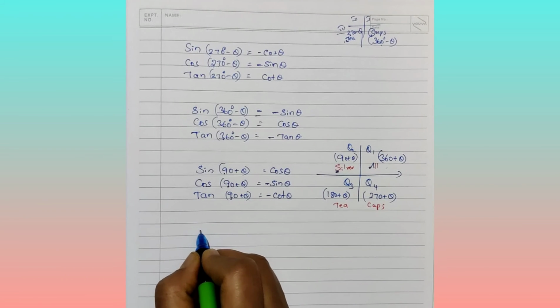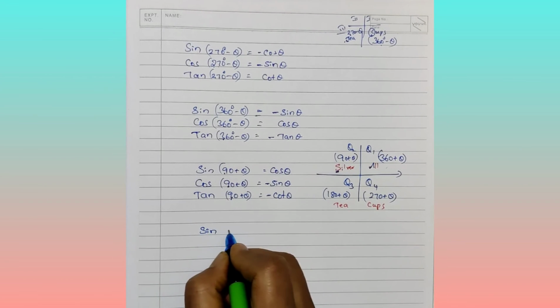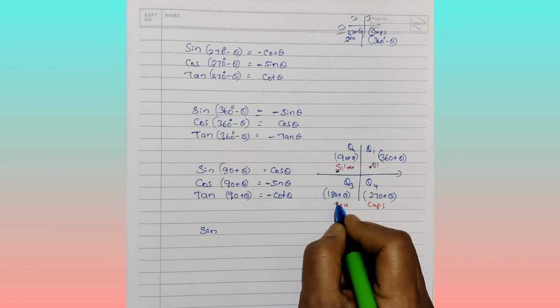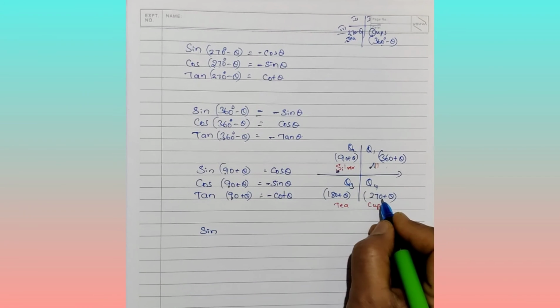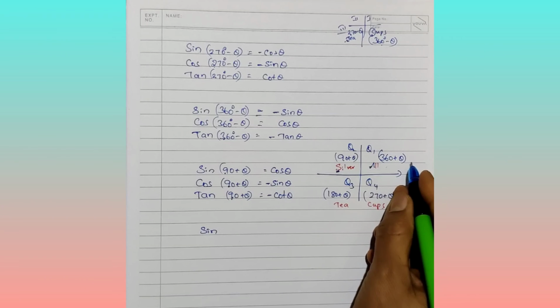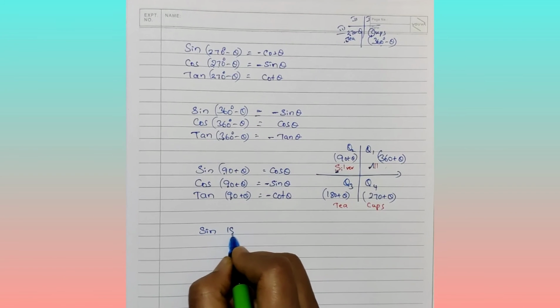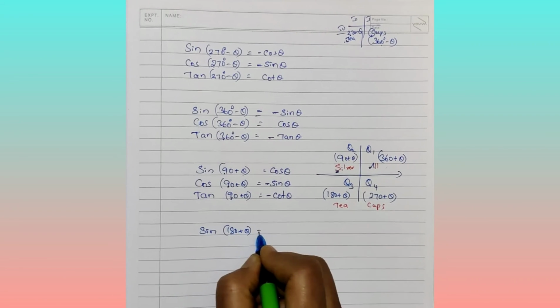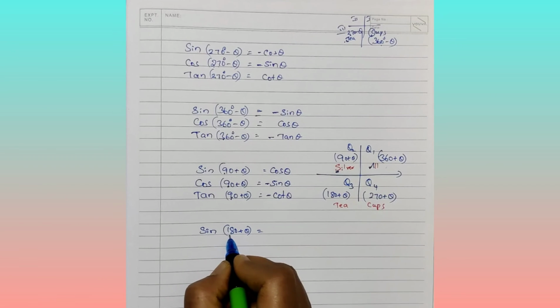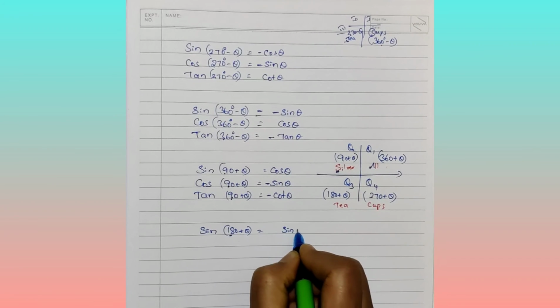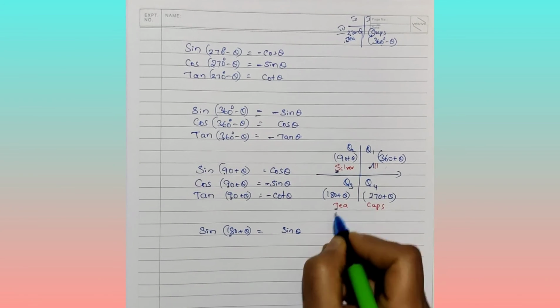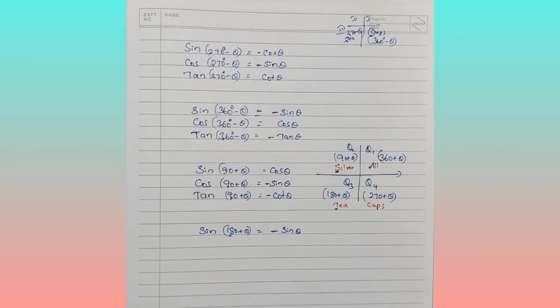The last one I will explain, the remaining you can write in this way. Shall I go with 180 plus theta, 270 plus theta, or 360? We'll continue with 180 plus theta. Sin 180 plus theta: even, first you write the equal ratio, here only tan is positive, so put the negative symbol.